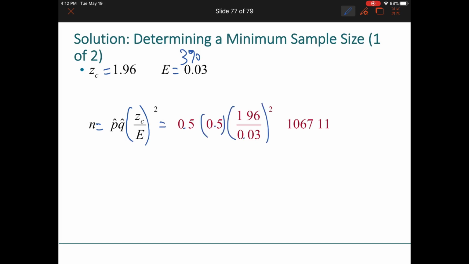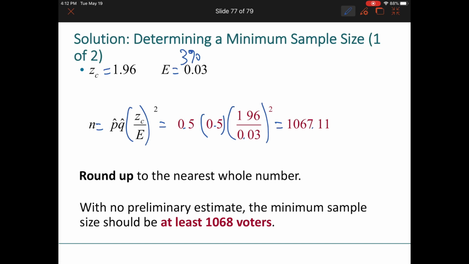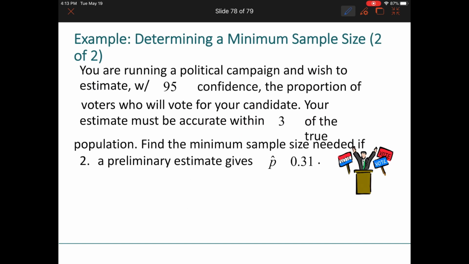Okay, let's continue. So n would equal the formula there, which is 0.5 squared. And we eventually would get 1,067.11, but that gets rounded up, and that means we have 1,068. Minimum sample size for this kind of accuracy. We've got a 95% level. We've got to be within 3% margin of error wise. That means you're talking more than 1,000 voters.